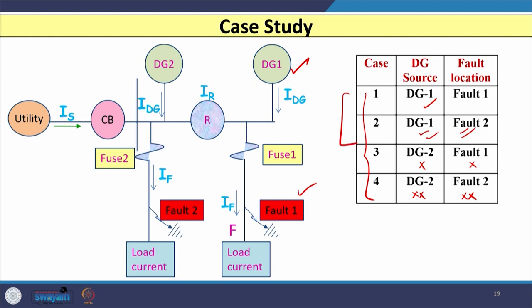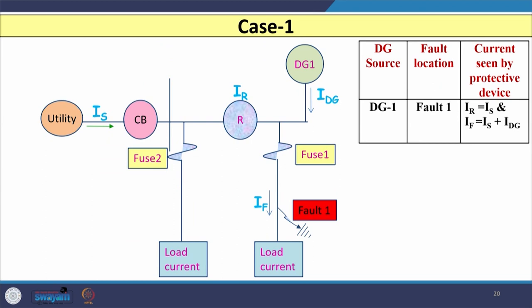If I consider case number 1, where we are considering DG 1 and fault 1, you can see the fault is on this lateral. The recloser is connected here. So if any fault is there, the current through the recloser is only the current flowing from the utility, that is IS. Whereas the current that flows through the fuse is the summation of IS, the current from the utility, and the current from the DG, IDG. So you can see the current through the recloser and the fuse are different.